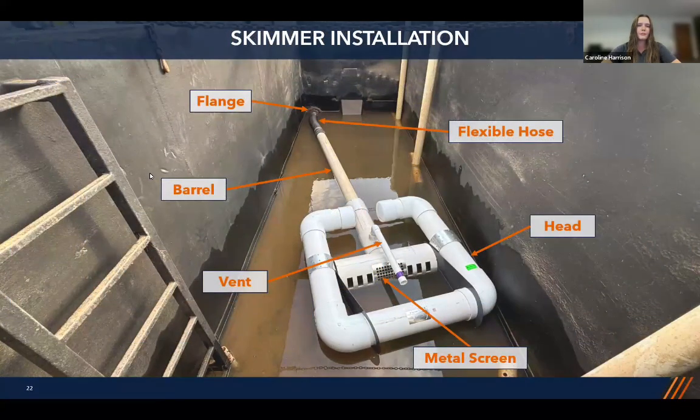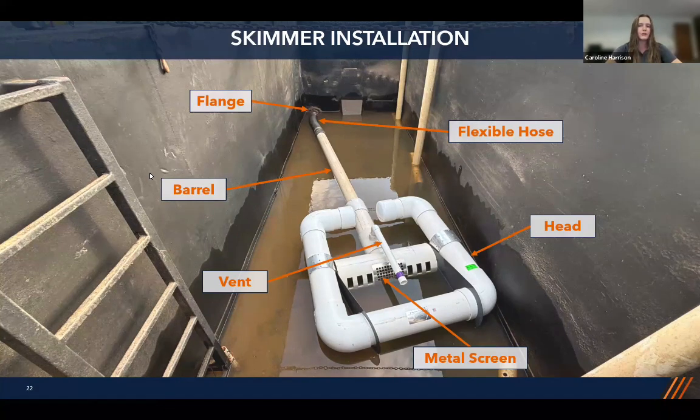So here's an example of a skimmer installed in the skimmer tank. We have our flange that I mentioned earlier. This is where water is being discharged through the outlet, and it will go back to that detention pond that you saw in the previous slide. We have our flexible hose that allows for proper flotation as that skimmer is going, as the water levels increase and also decrease as the tank is being filled and drained.